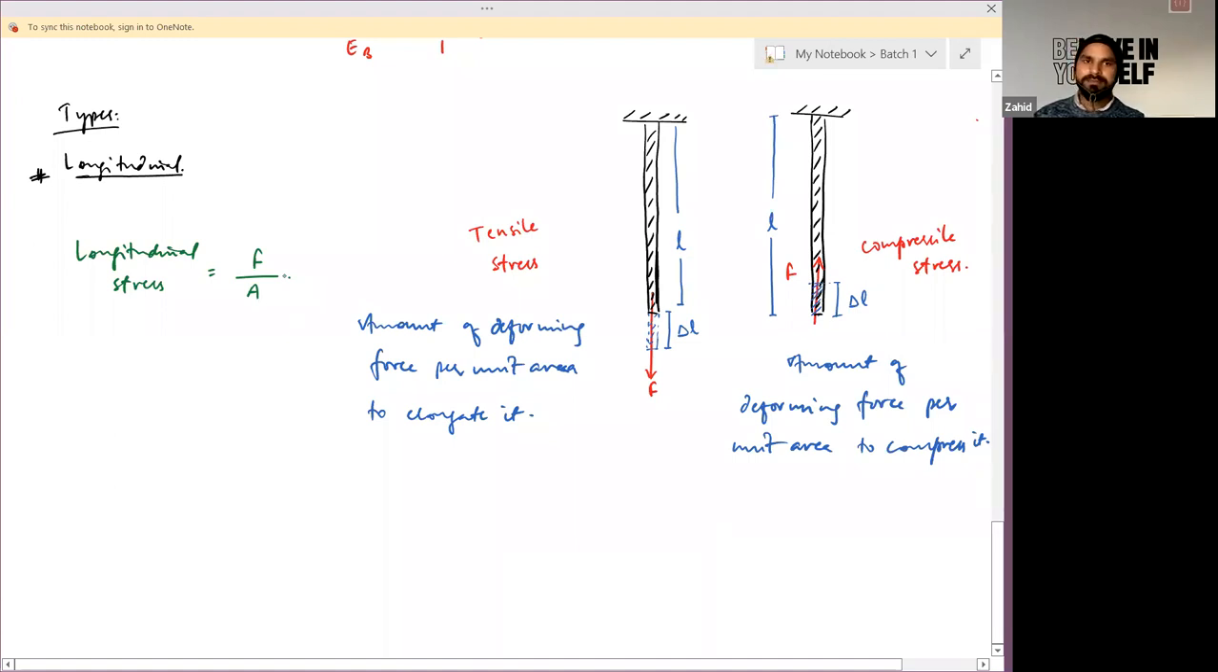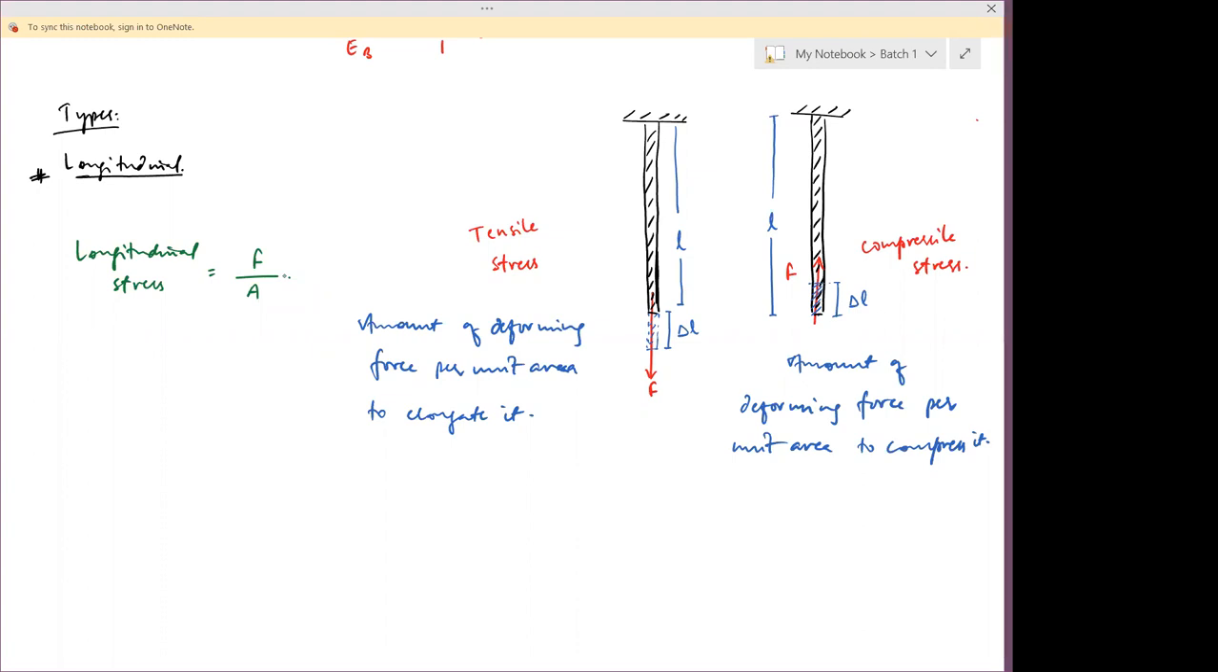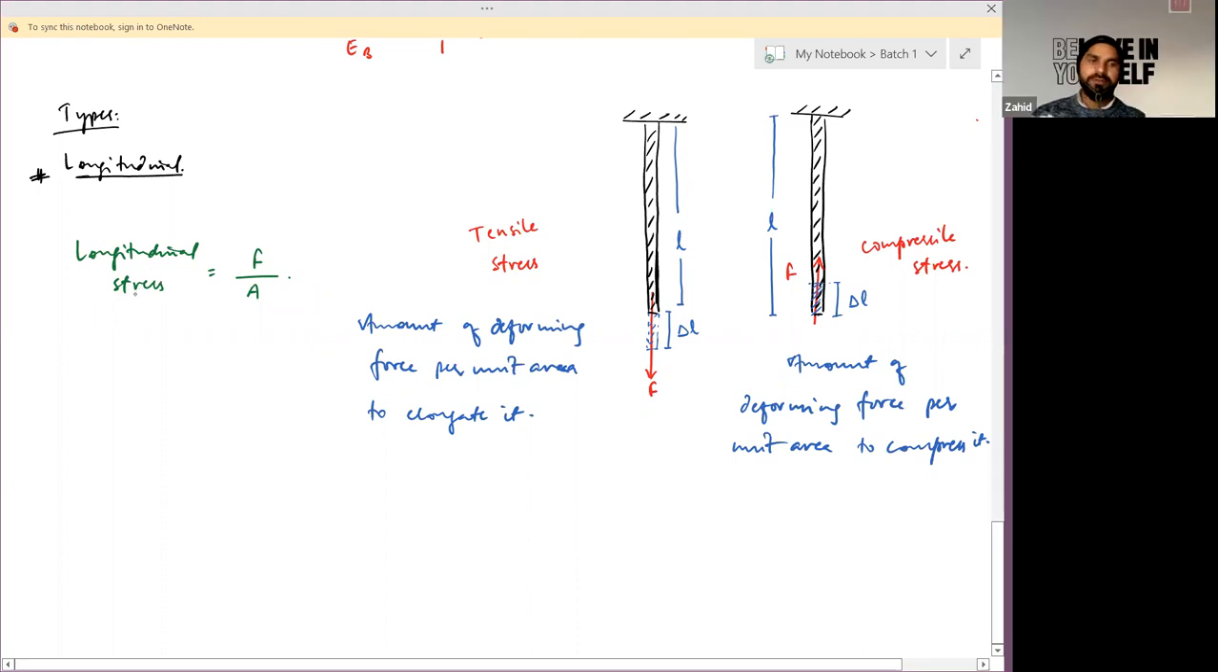Iba, is it clear? Yes, sir. Now, due to this longitudinal stress, the amount of strain produced is called longitudinal strain. That will be delta L divided by L.